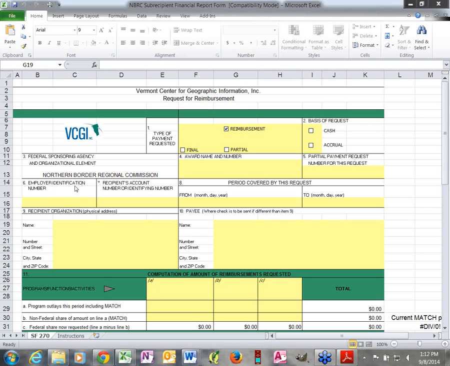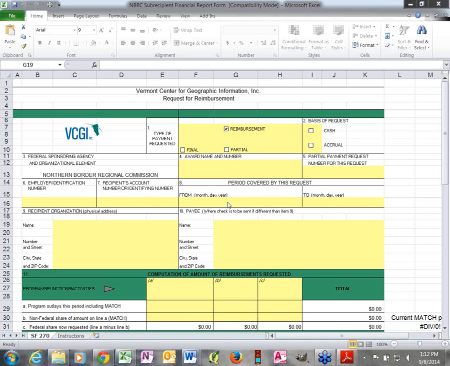So your employer identification number, that's the federal number. Recipient's account number or identifying number. I think that might be something that would be internal for you. If you would like this to be associated with an internal account number for your own accounting purposes, you can indicate that here. Period covered by the request, obviously, anything that you're requesting has to fall within this period.